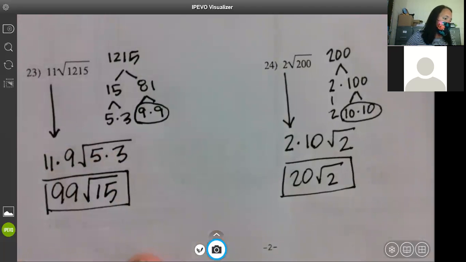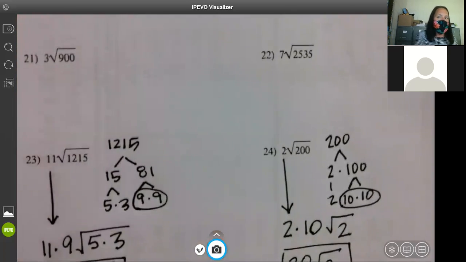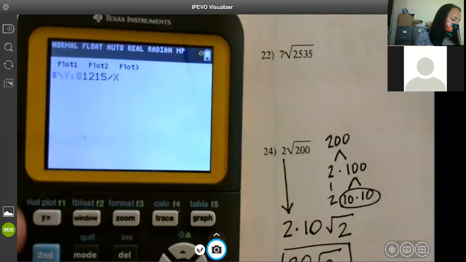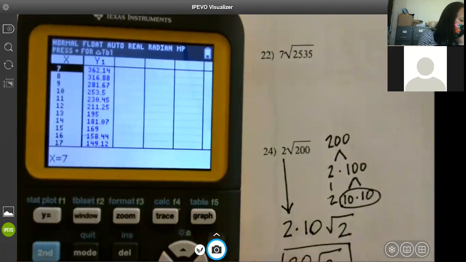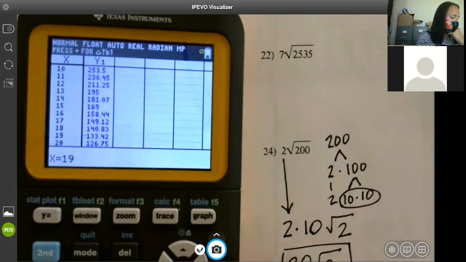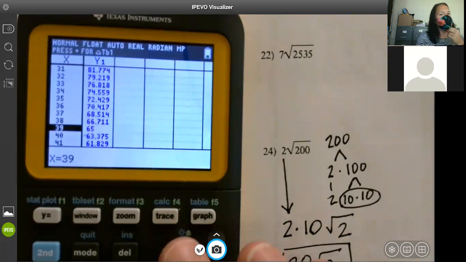So let's do one more. Let's do 22. It's also a big, nasty one. What are the factors of 2535? 13 and 195. That doesn't help me. I could do 15 and 169. Some people can't. We can keep going. Not really seeing anything else. There's 65 and 39. That one doesn't really help me either. I don't like those factors.